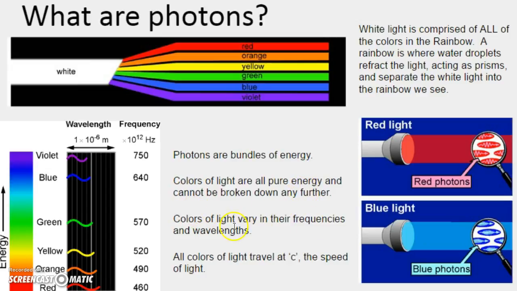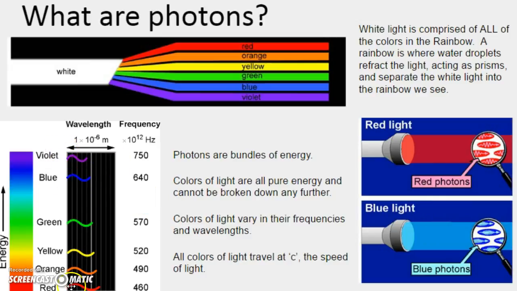Colors of light vary in their frequencies and wavelengths. And all colors of light and everything on the E&M spectrum travel at c, the speed of light. If I only compare red photons and blue photons, really the only thing that differs would be their frequencies and wavelengths. Red would have a larger wavelength and a smaller frequency. Blue would have a higher frequency and a smaller wavelength. But they are both traveling at the speed of light.